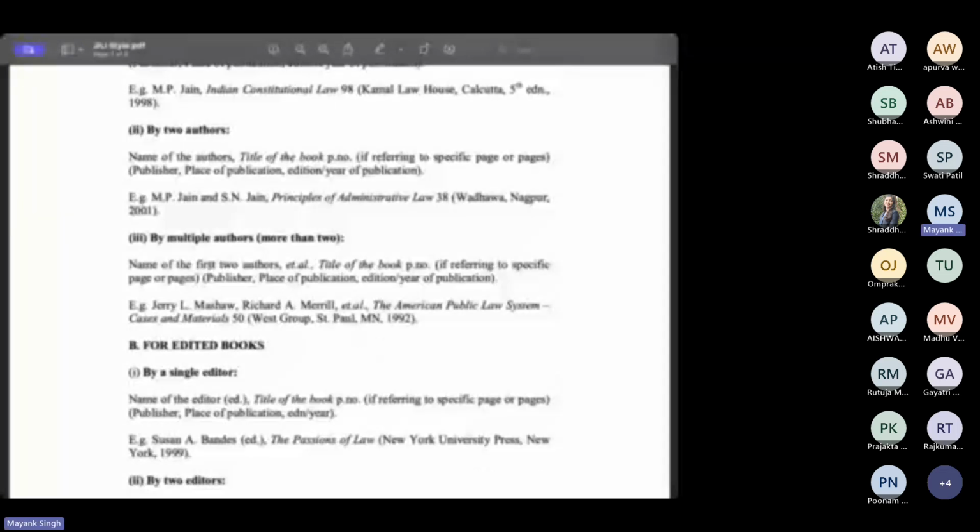Now, for multiple authors, it is the same: the names of the first two authors, like Jerry L. Mashaw and Richard A. Merrill. You will write the two authors and et al. Et al is a Latin term, it means and others. You will not write all the names of the authors. If there are more than two authors, you will write et al after the two authors' names, then the rest of the things are same. Is it clear?